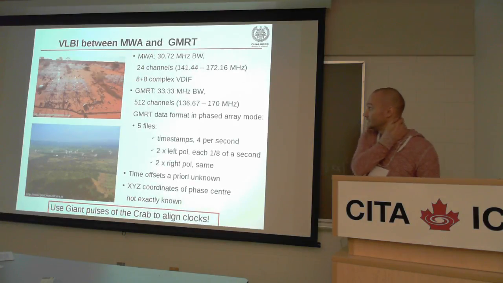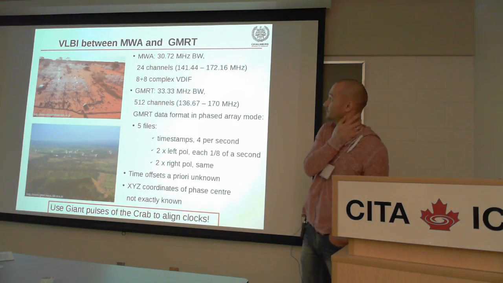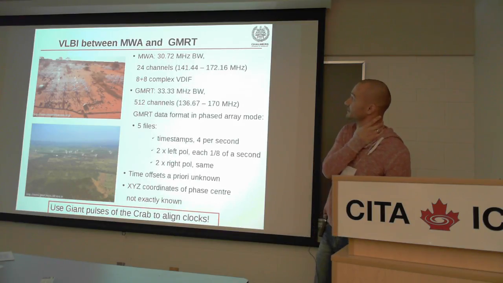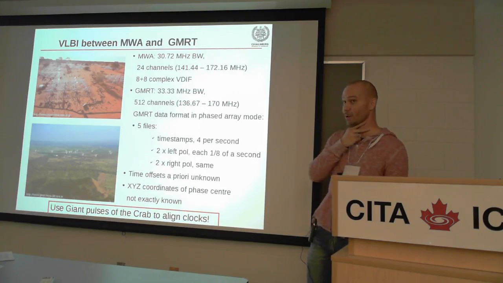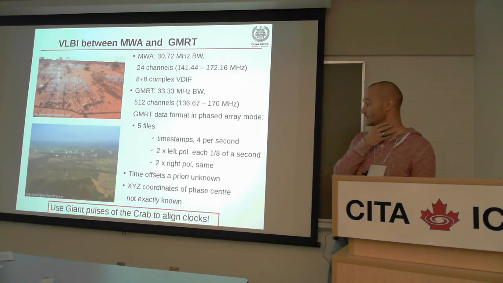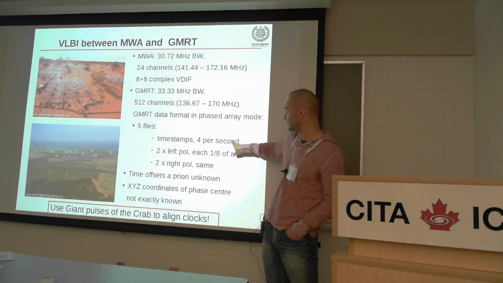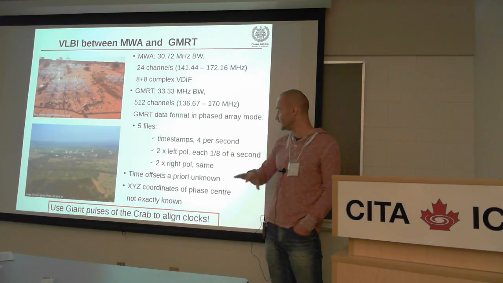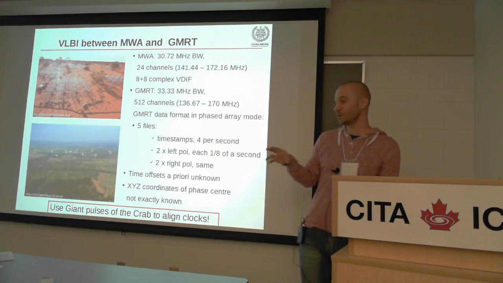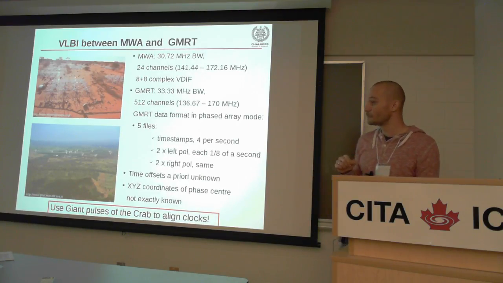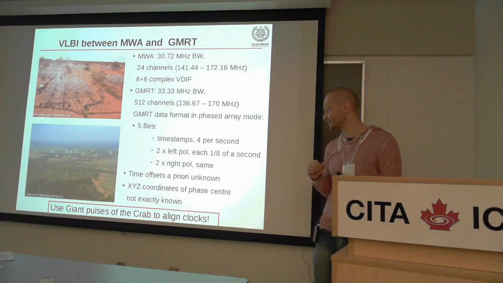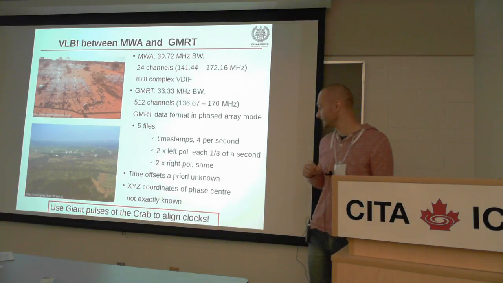Anyway, so we went ahead and did these observations between the MWA and the GMRT. We have about 30 megahertz of bandwidth, very different data formats. Martin has written all the nice decoding and stitching back together scripts, because the GMRT data comes in beautiful 5 files, and the data is split across the different files, different polarizations, 4 files, and a timestamp file, and everything is a bit funny. But Martin is smart enough to actually put this all together, so that's great.